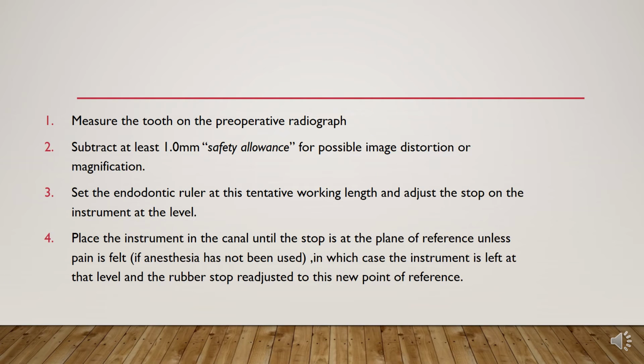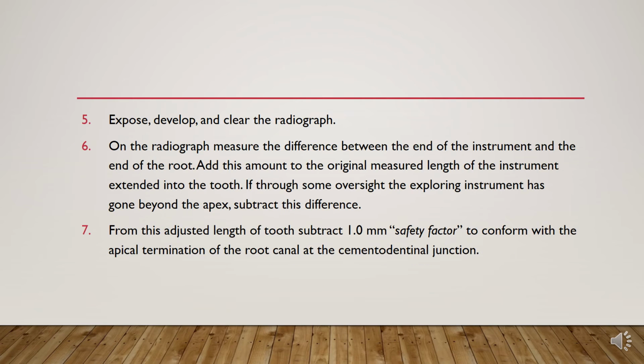So these are the steps: measure the tooth on the preoperative radiograph, subtract at least 1 millimeter safety allowance for possible image distortion or magnification, set the endodontic ruler at this tentative working length, adjust the stop on the instrument at the level, place the instrument in the canal carefully until the stop is at the plane of reference unless pain is felt, in which case the instrument is left at the level and the rubber stop readjusted to this new point of reference. Expose, develop and clear the radiograph.